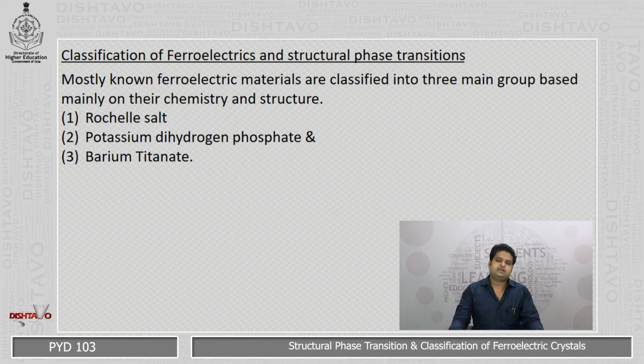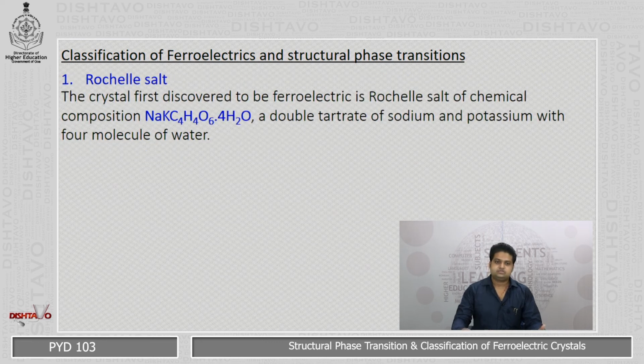Now, the classification of ferroelectrics and structural phase transitions. Mostly known ferroelectric materials are classified into 3 main groups. The first is Rochelle salt, the second is potassium dihydrogen phosphate, and the third is barium titanate. We will go into detail about each one of them. Rochelle salt is numbered 1 as it was the first one found and studied, and the later ones were studied afterwards. So beginning with the first one, Rochelle salt, it is the first crystal to be discovered as a ferroelectric crystal.